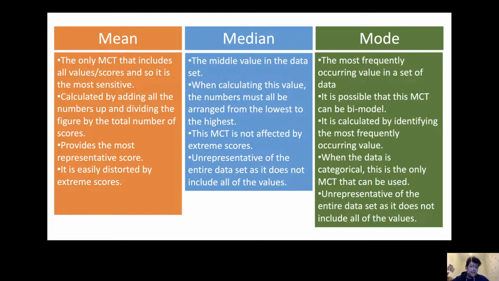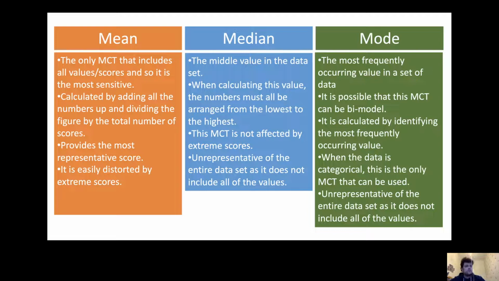But then the flip side of that is, because you're not looking at the whole data set, the median is unrepresentative, as it doesn't include all values when you're calculating it. So there's positives and negatives to each, and you've got to evaluate which might be most appropriate when you're deciding which one to use. I don't think you'd be asked to do that. I think you'd be much more likely told what's being used, and you'd be expected to calculate it from a table, we'll say. Mode, the most frequently occurring value in a set of data.